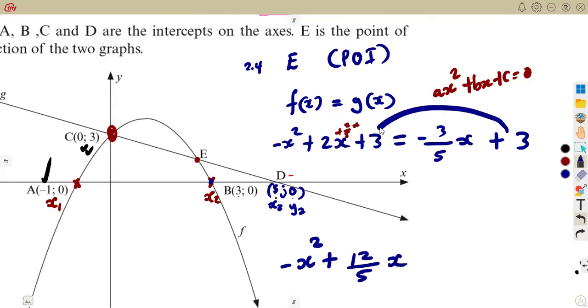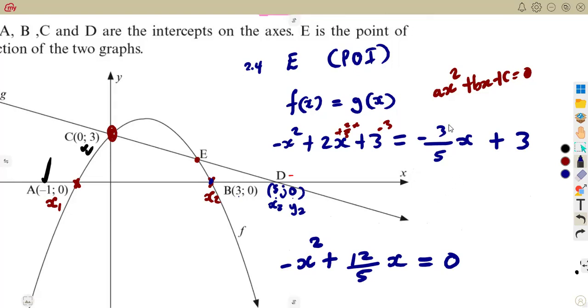The 3 to the other side was going to be a negative, like this. So it's 3 minus 3, which is a 0. So there's nothing there. That's a 0. So this is our equation, minus x squared plus 12 over 5x, which we are not going to consider a lot of things in our simplification.